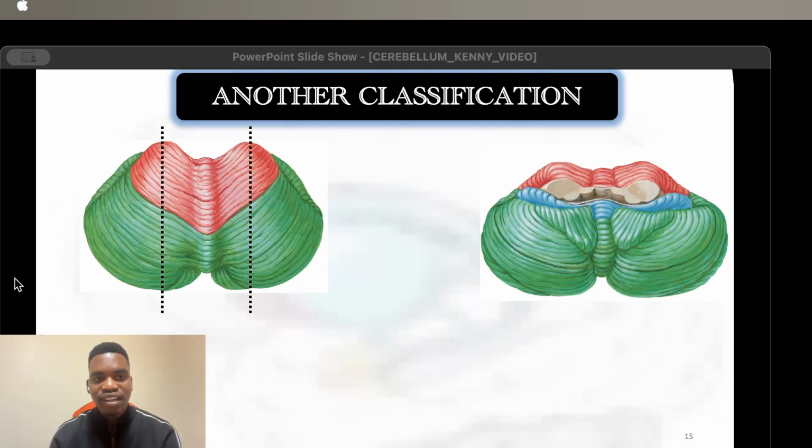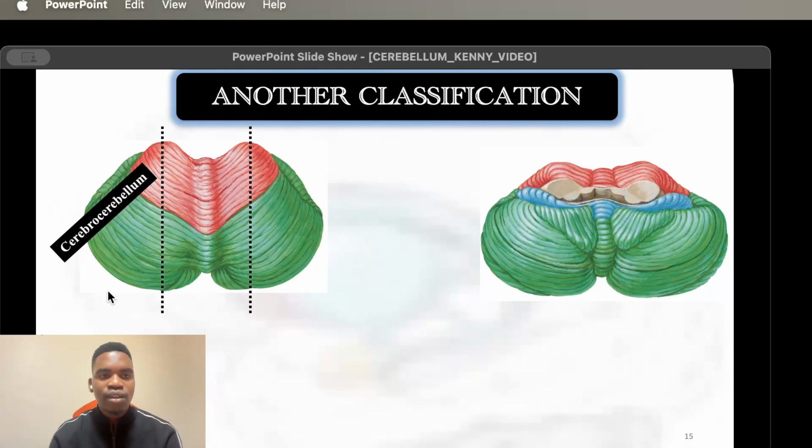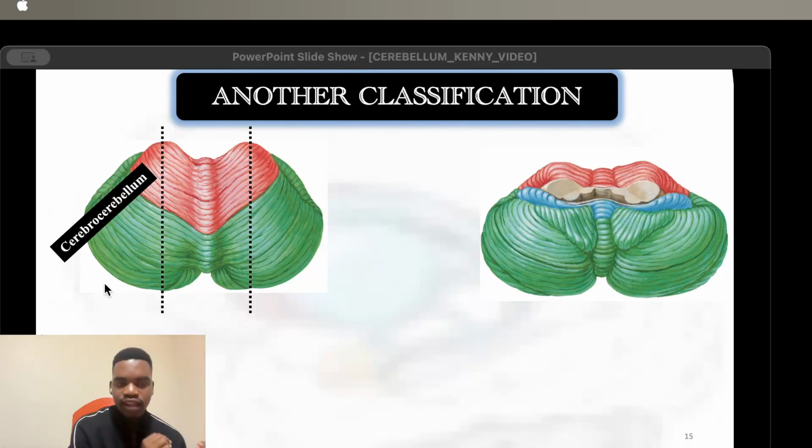The cerebellum is divided into three parts as well, but in this case, we will have the cerebrocerebellum on the lateral side. Because I've just said that you have a complex relationship or reciprocal connection between the cerebellum and the cerebral cortex, that might explain why the lateral part of the cerebellum helps in higher cognitive function, like acquisition of knowledge.